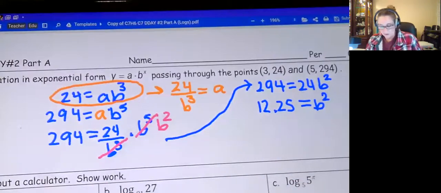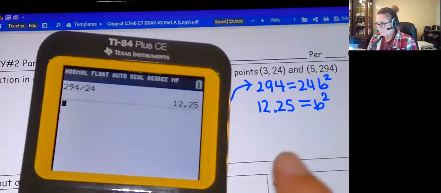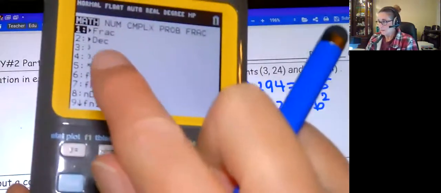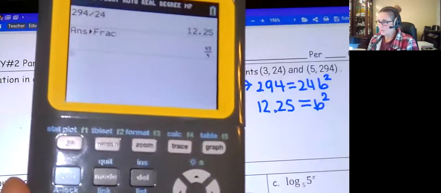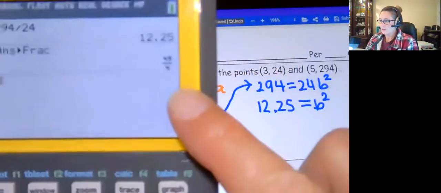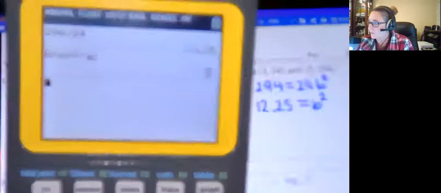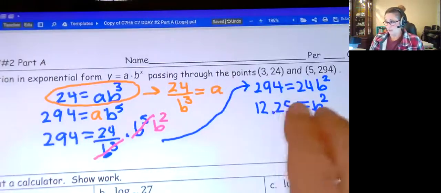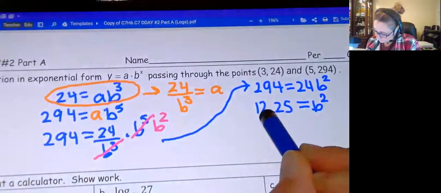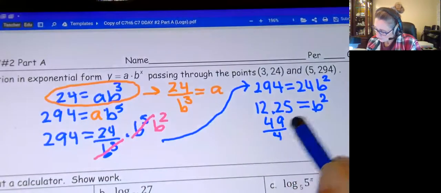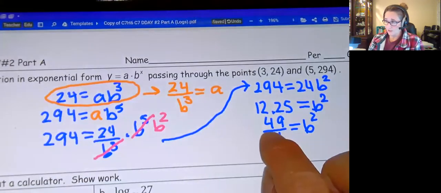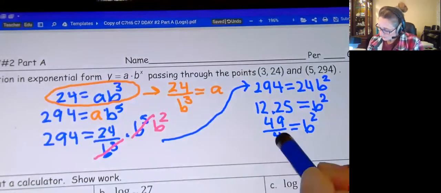Now if I want, I could change this to a fraction. So if I hit math, number 1, we'll change it to a fraction. I'm just going to see if it's a nice fraction. It's actually a nice fraction, it is 49/4. If you don't want it as this decimal, 49/4 is nice. Why? Because when I take the square root of both sides, the square root of 49 is 7 and the square root of 4 is 2. So this is really 7 over 2 is equal to B.